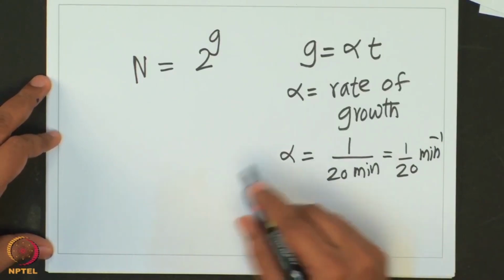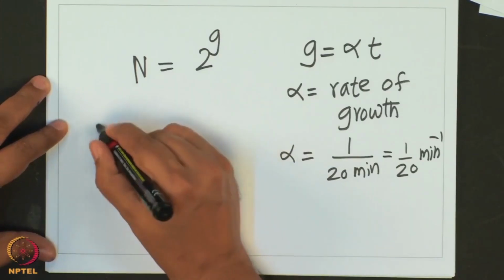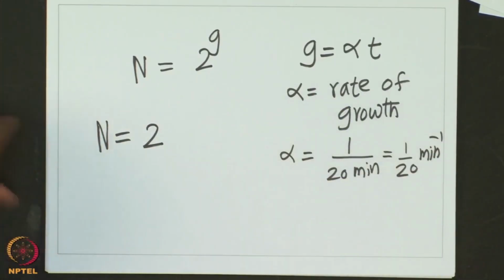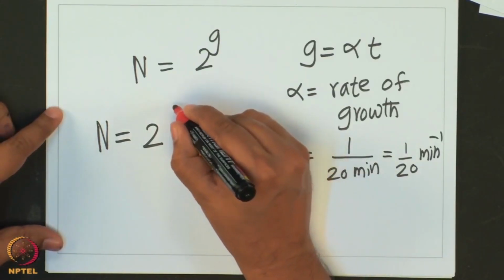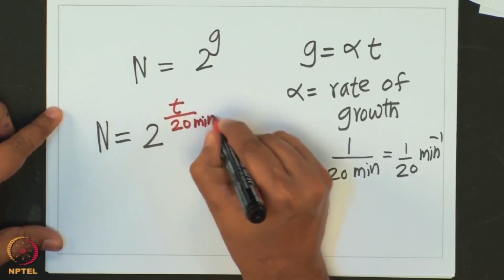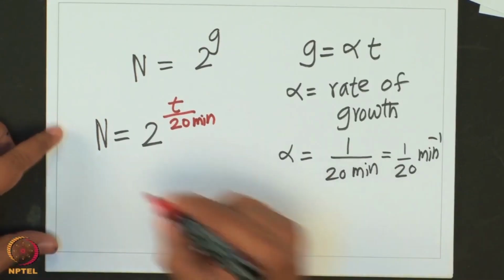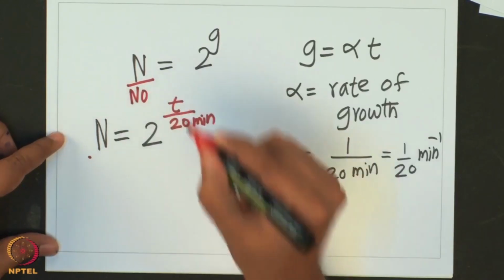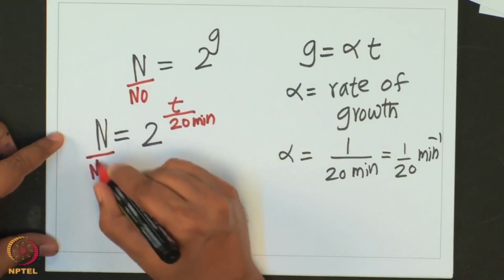If alpha is this, I could write N is equal to 2 to the power of t, which is time, divided by 20 minutes. And actually this should be N by N0. I could write even this as N by N0 if I want.